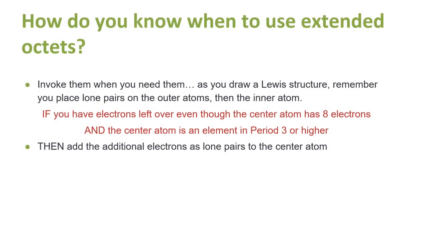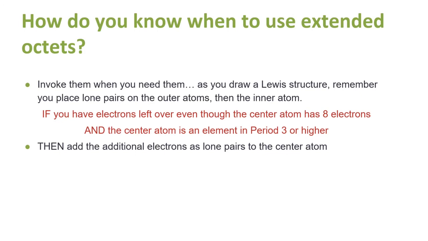So how do you know whether to just put 8 and have an octet or whether to use more? The idea is that we invoke it when we need to. As long as you draw the Lewis structure and you finish placing your lone pairs, if you remember, you start with the outer atoms. When you finish putting 8 on all the outer atoms, you begin putting extra lone pairs on the center atom. If you have electrons left over, even though the center atom has 8 electrons, they have to go somewhere. If the center atom is period 3 or higher, you can add them on that center atom.